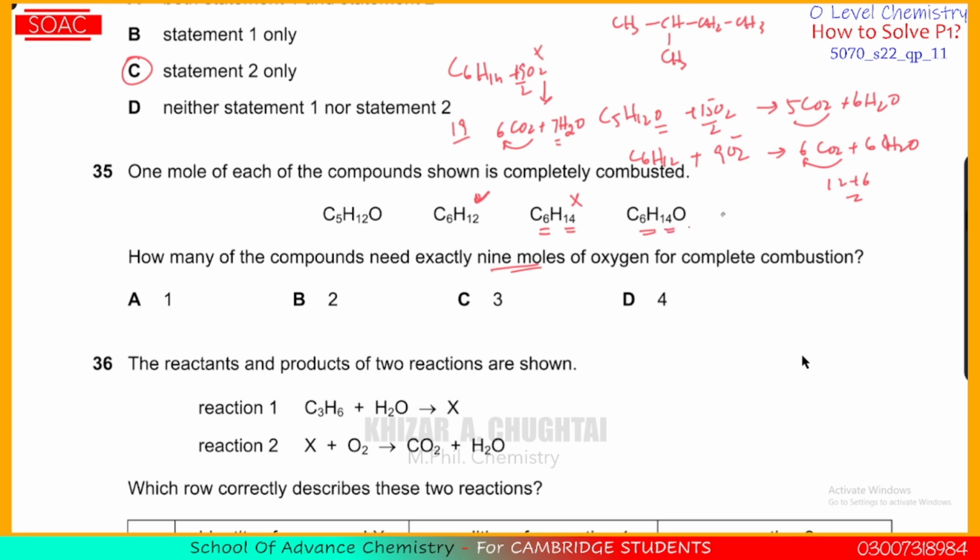C6H14O, yes, it may be, because plus oxygen goes to 6 mole of CO2 plus 7 mole of H2O, and total mole is equal to 19. 19 minus 1, that is 18. So 9 O2, yes, or 18 by 2, that is equal to 9. So two compounds are requiring exactly 9 mole of oxygen for the complete combustion. So B is the correct option.